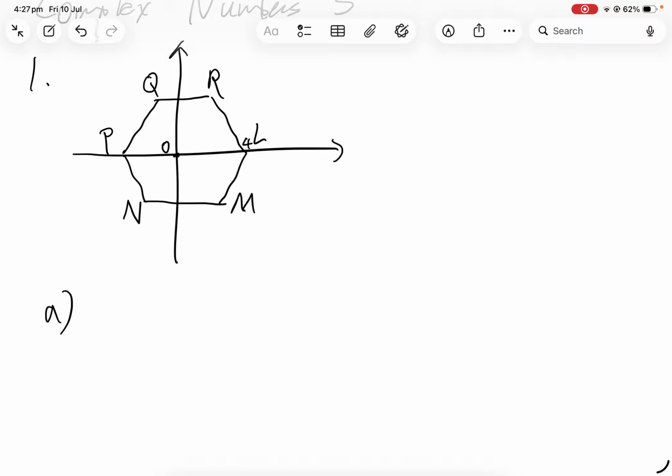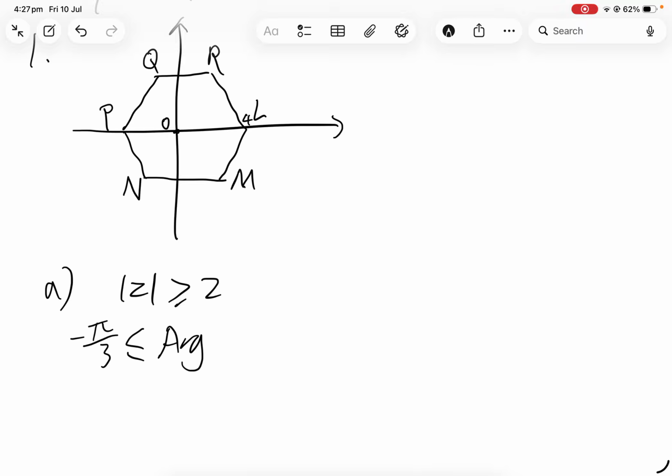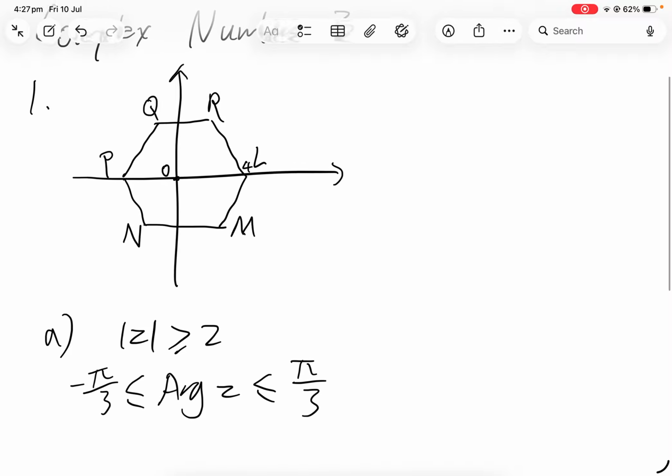which the inequalities hold: the magnitude of z is bigger than or equal to 2, and the argument of z is bigger than or equal to negative pi over 3 and smaller than or equal to pi over 3. Okay, so basically that.